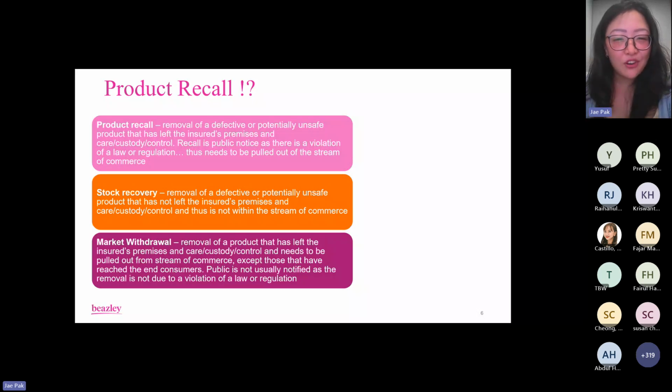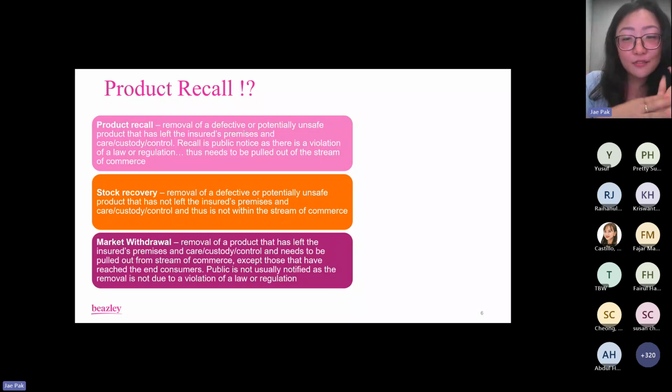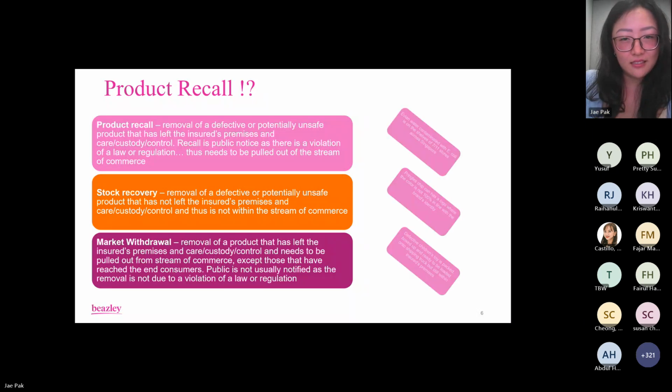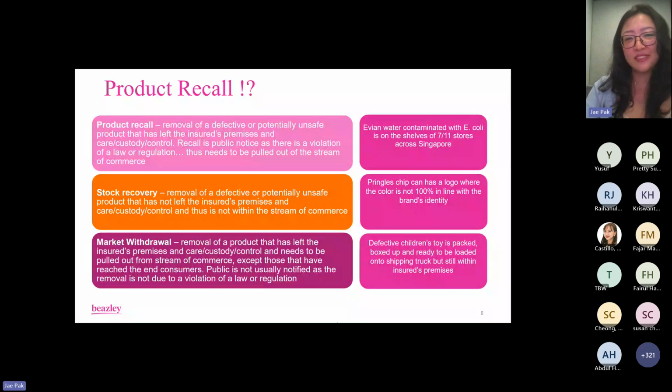And market withdrawal, it isn't going to really violate the law or regulation, but it has potentially left the insured's care, custody, and control. And I have some test questions, hopefully, to help clarify these three. Let's see. So I have three examples.